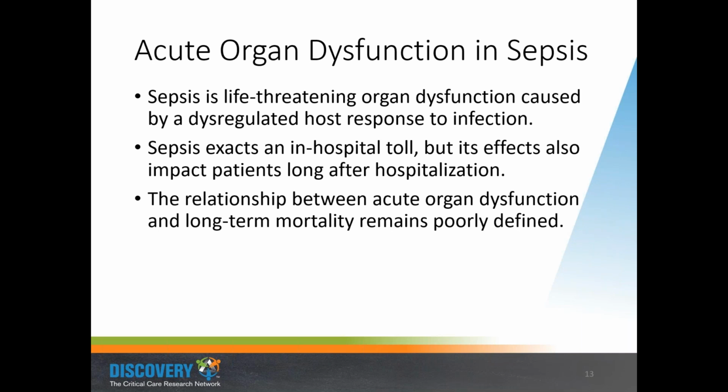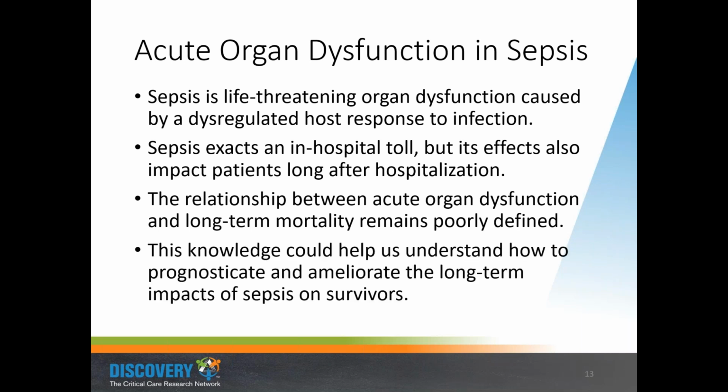What we don't know is the relationship between the different types of acute organ dysfunction and how they relate to long-term mortality. And the reason that this knowledge is valuable is because it could, one, help us understand how to prognosticate, that is, to talk to our patients or to set up the right structures in order to identify high-risk patients based on the types of organ failure which they had during the hospitalization during sepsis, but also to ameliorate or mitigate the long-term impact of sepsis on survivors.